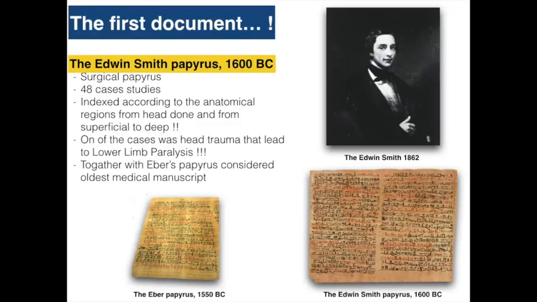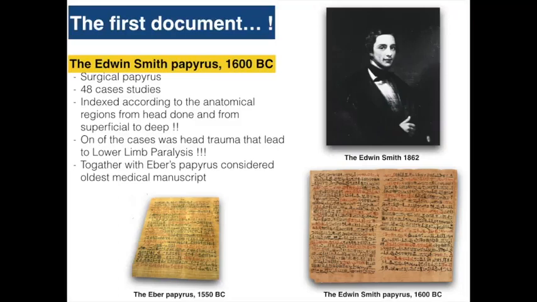Another papyrus was found in the same time. It was called the Ebers Papyrus, which contains description of many medicines and syrups and herbs which are used in curing diseases. So if I ask you what are the first documents in history for medicine, these two documents, Ebers Papyrus and Edwin Smith Papyrus.